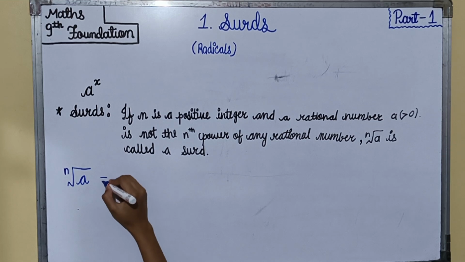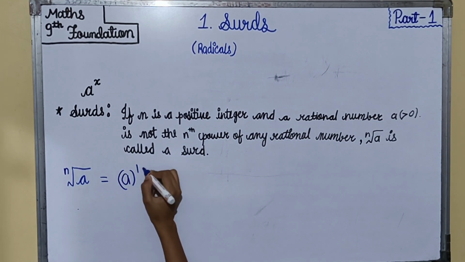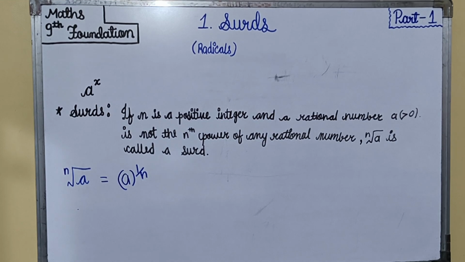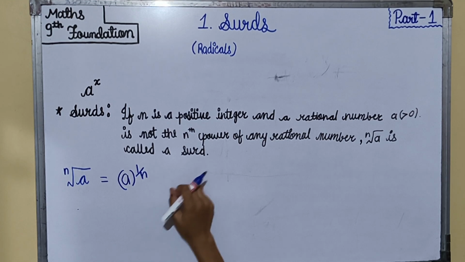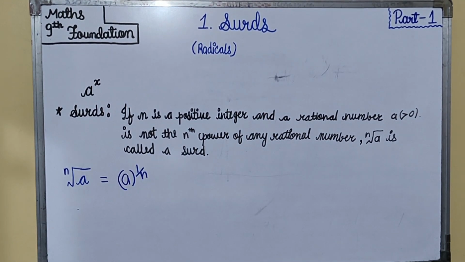Nth root of a is always written like a whole raised to 1 by n. This is called surd or radical. As I said, surd directly means radicals.